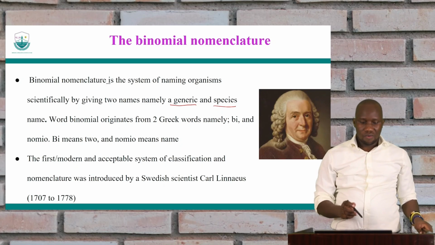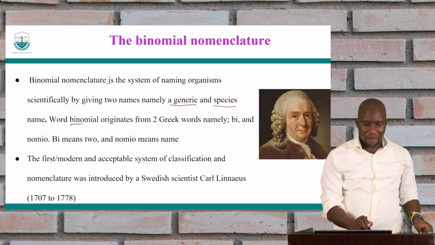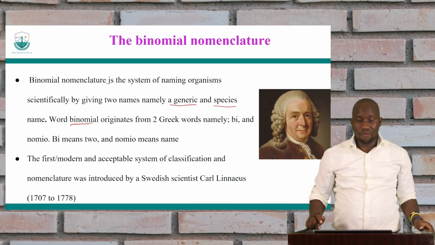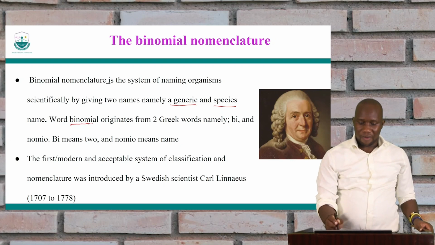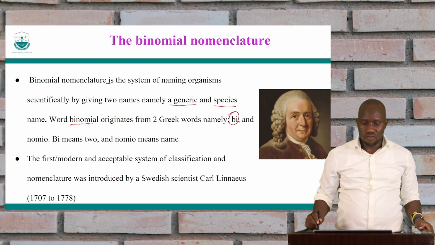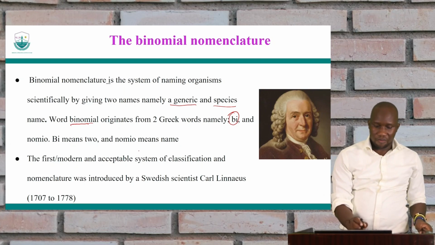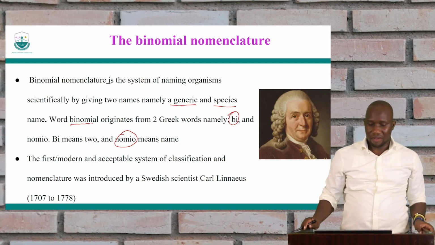If you look at the word binomial, it originates from two Greek words. Bi obviously means two, and nomio means name. So the word binomial basically means two names, and comes from two Greek words, bi and nomio.